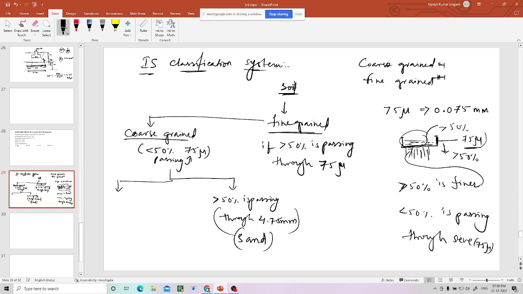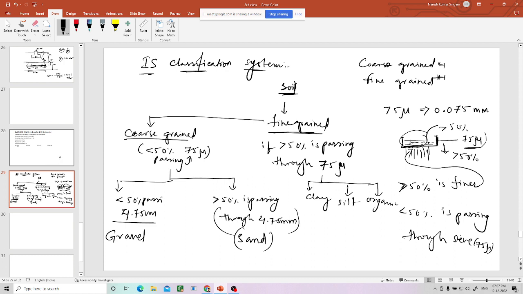If less than 50% is passing through the 4.75 mm sieve, then it is called gravel. Gravel and sand, these two come under coarse grained soil. Among fine grained soil there are three kinds: clay, silt, and organic soil. I will discuss these clearly in the next class.